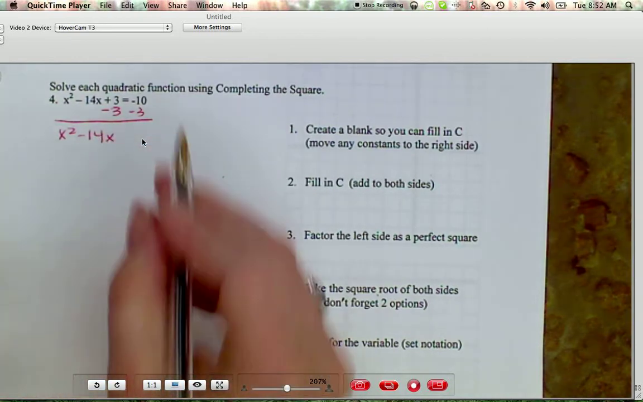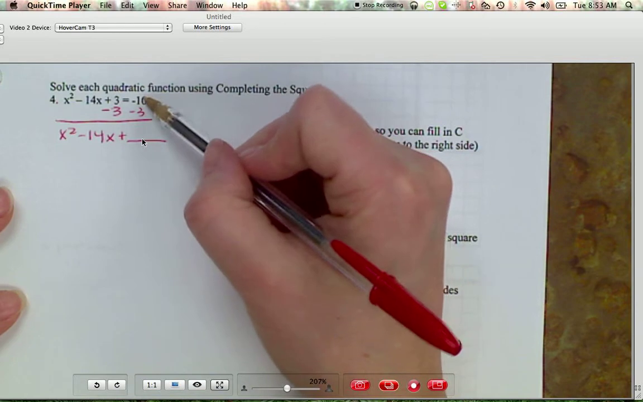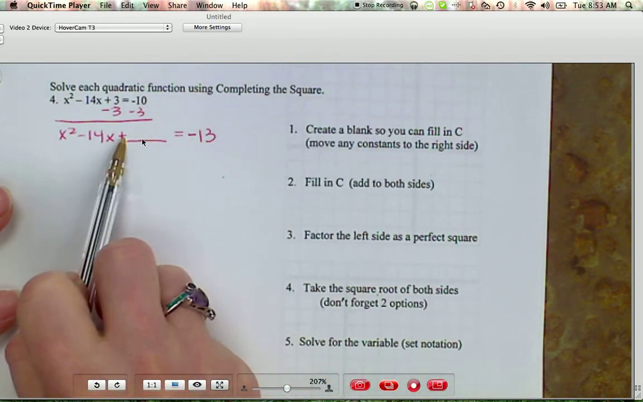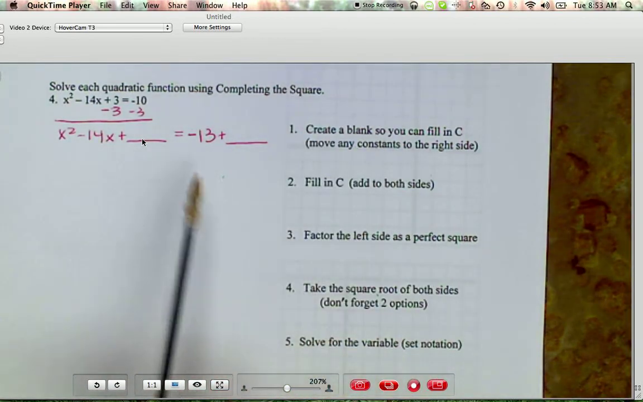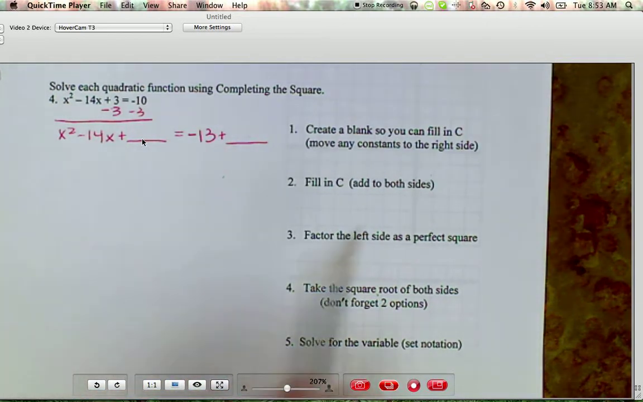Now put the blank in there. Plus blank equals negative 10 minus 3, which would be negative 13. And remember, whatever we add to this side, we will automatically add to this side. So you might as well create a blank on both sides so that you don't forget to do that.